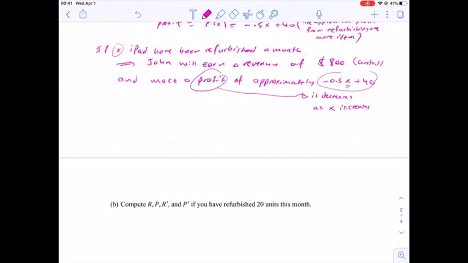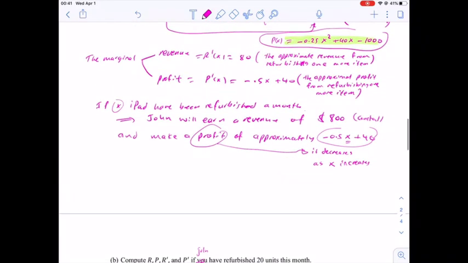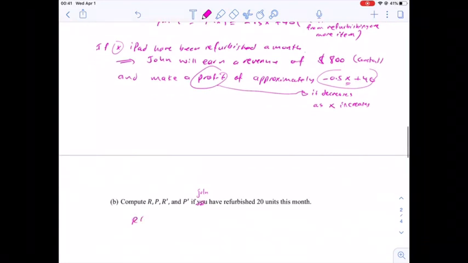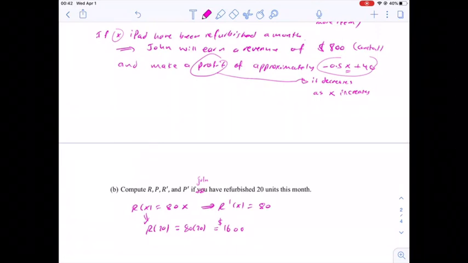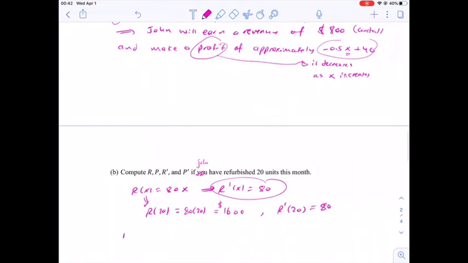Now part B, we want to find R, the revenue, P, the profit, R prime, the marginal revenue, P prime, the marginal profit, if John has refurbished 20 units this month. So let's find these functions and these values. We know that R of x is 80x and R prime of x equals 80. So R of 20, refurbishing 20 units, gives 80 times 20, and this is $1,600. Now R prime of 20, since R prime is constant, we still have 80.